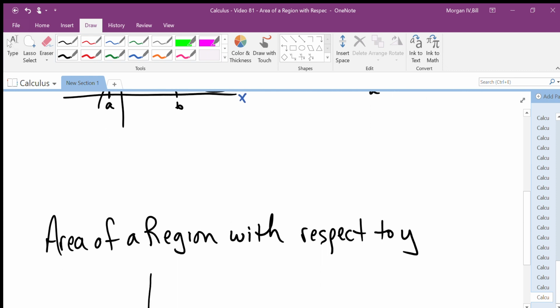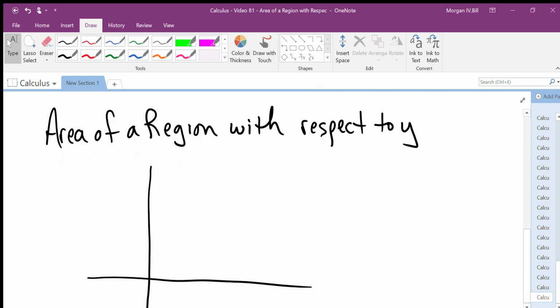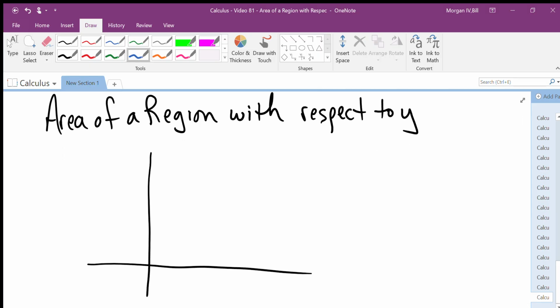To find the area of a region with respect to y, you often have a little bit different setup. Your curves might end up looking a little bit different. So maybe you have a curve, and maybe I'll just use a straight line here. Let's call that f of x. Actually, it may not be f of x. It could be f of y. Let me just draw the curve for a second. And the second curve might look something like this.